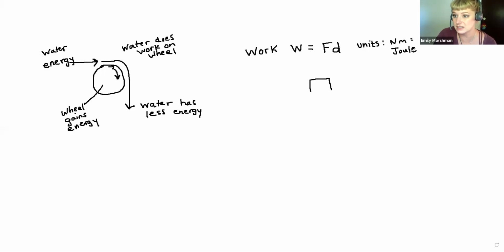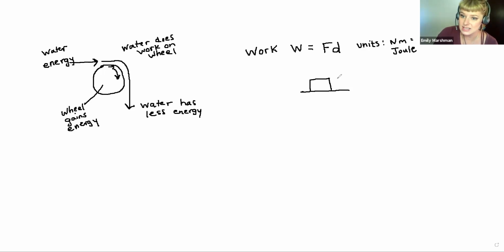For reference, 1 joule is about the energy that an apple has. So an average sized apple, 1 meter above the ground, possesses 1 joule of energy. Okay, so 1 joule is not very much energy. So work is a force times a distance. When I do work on an object, I've added energy to that object.